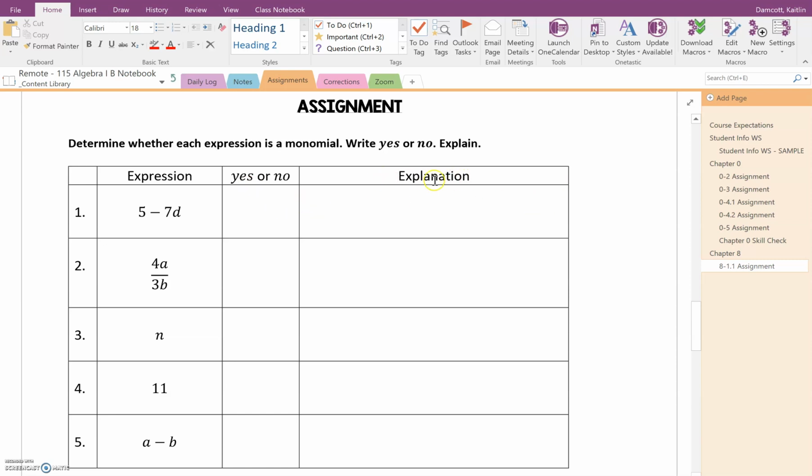And then explanation. If it's not, then you might say, oh, it's an addition problem. Oh, it's a subtraction problem. Oh, it's a quotient, and there's a variable in the denominator. So all of those reasons would make it a no. If it were a yes, again, it's because it's a variable, a number, or a product of numbers and variables.